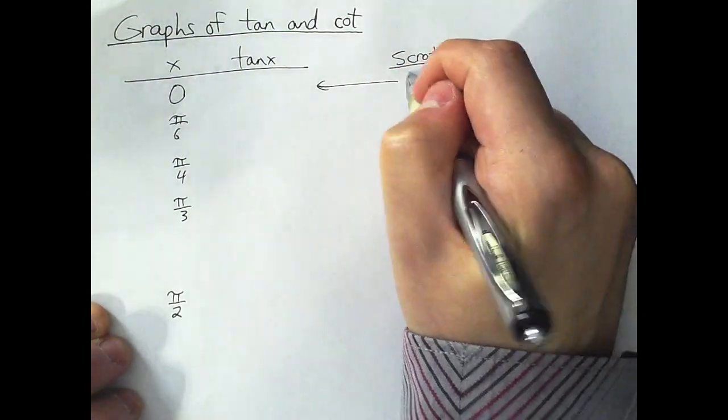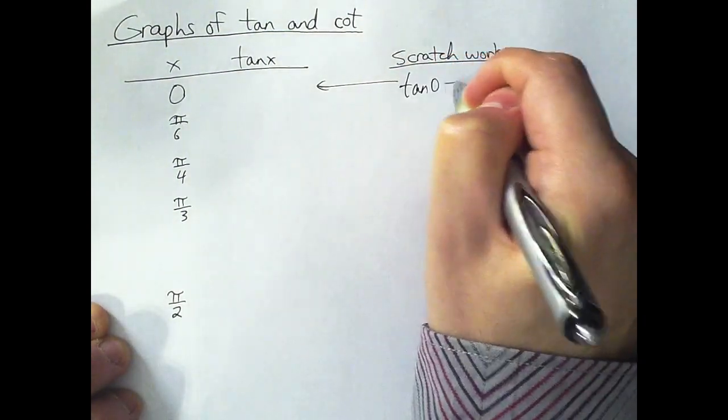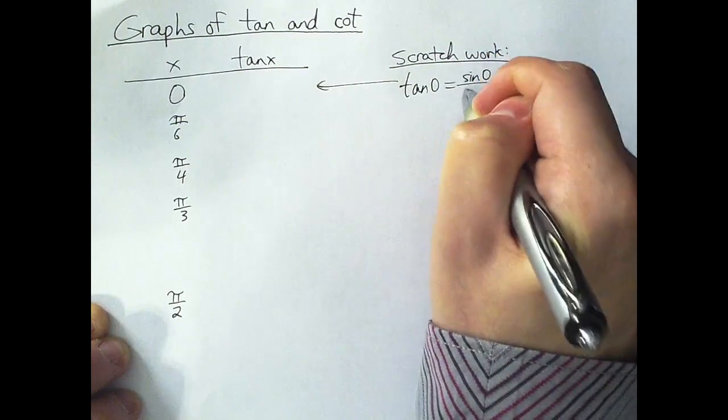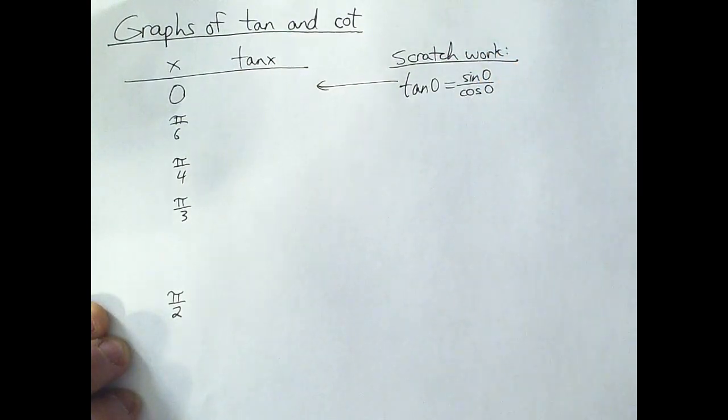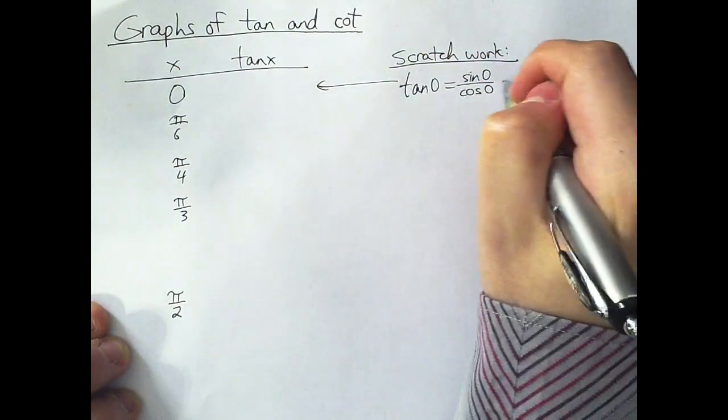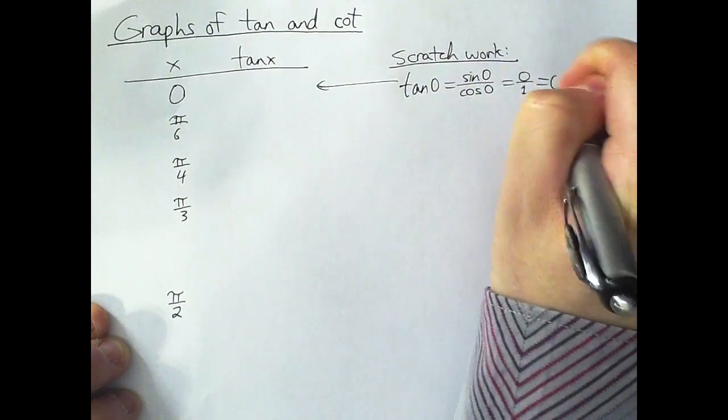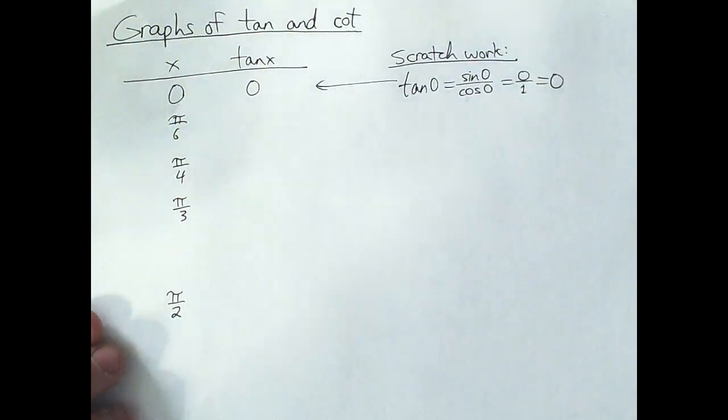Let's figure out tangent of 0. The way that I like to think of these is I like to think of them as sine over cosine, because that's what tangent is. And in this case, it's 0 over 1, which is 0. So it looks like on the graph that we eventually draw for tangent, we're going to pass through the point 0, 0.